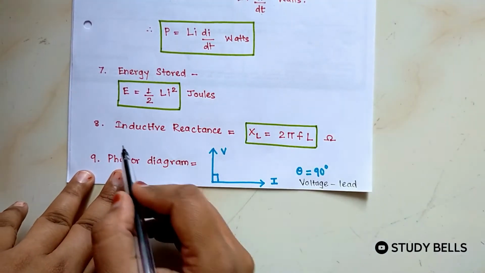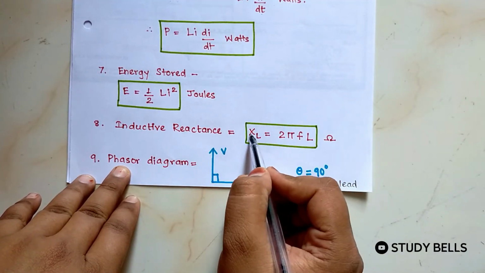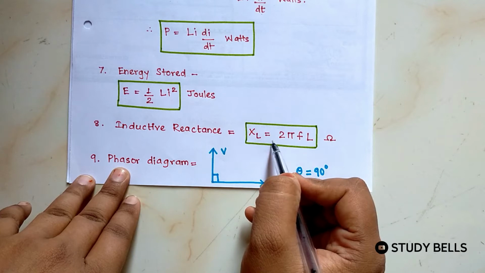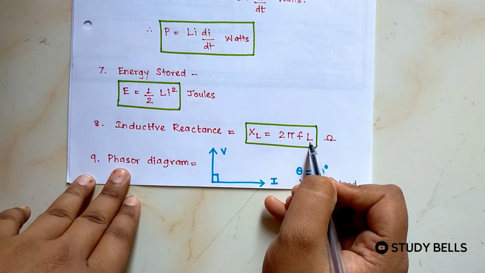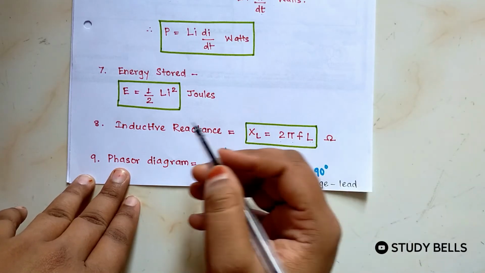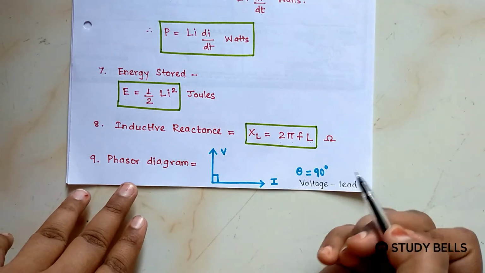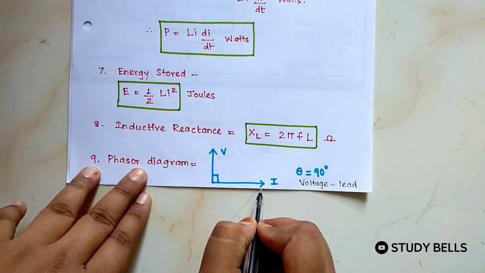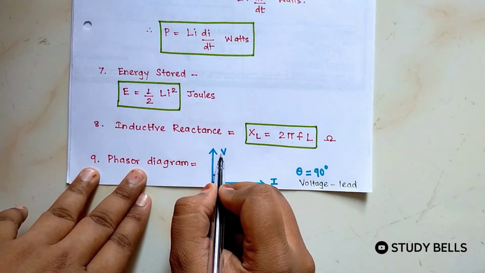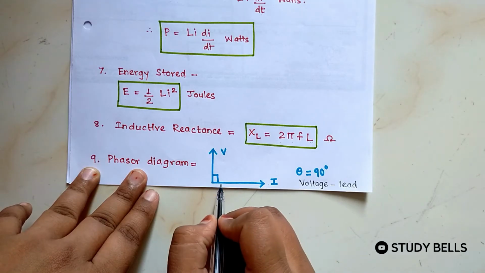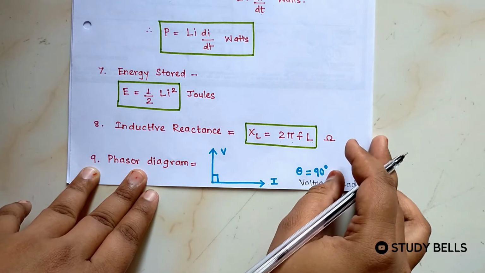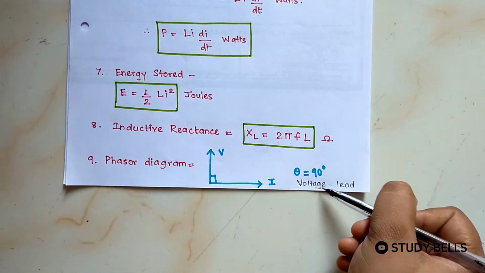Now we will see inductive reactance, which is denoted by XL, having the formula 2 pi FL, where F is the frequency, L is the inductance. Phasor diagram for the inductor is, on x-axis there is current, on y-axis voltage. The voltage leads the current by 90 degree. So we can conclude that voltage leads here.